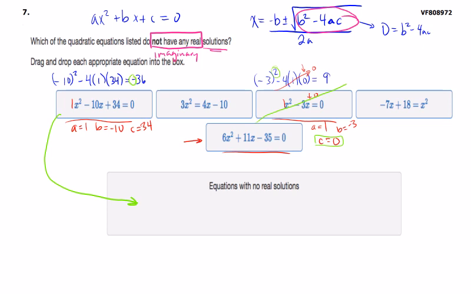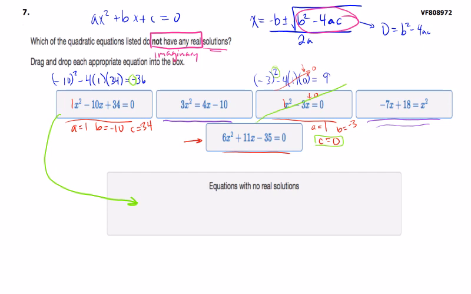All right. So now these other 2, let me get them in a different color here. This one and this one. The issue with those is that they're not set equal to 0, so I have to set them equal to 0. Okay, so I'm going to do one, and I'll leave you with the other. I'm going to do this one right here.